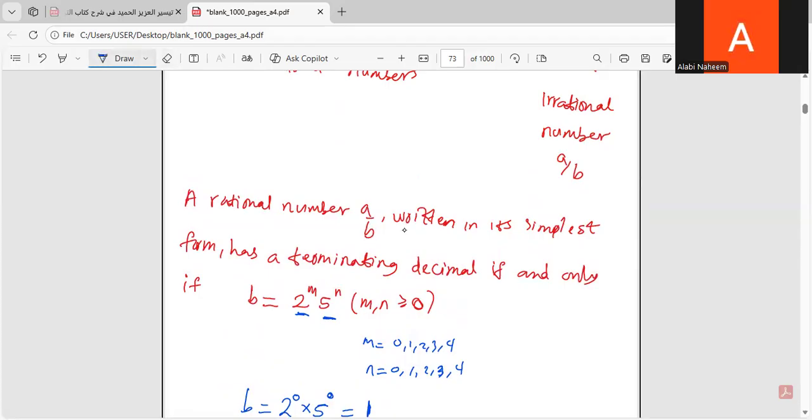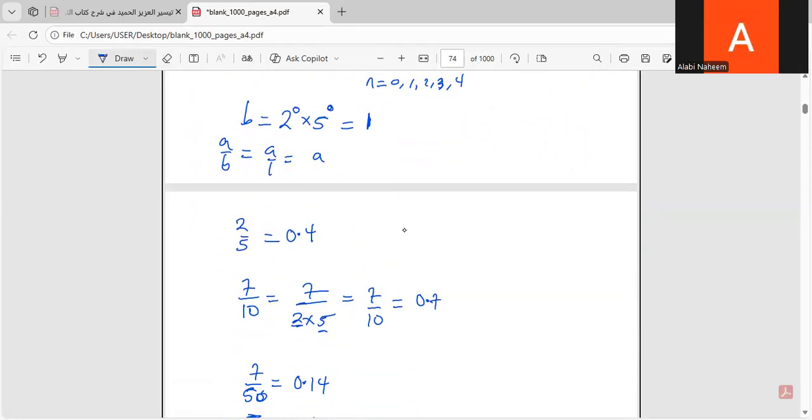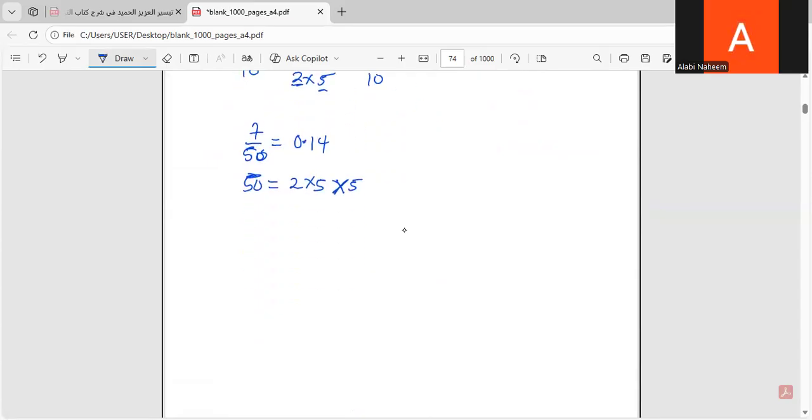Let's consider this fraction, the fraction 3 over 60, for example. Now, you see that 60. Let's express 60 in its prime factors. So we will most likely have something like 2 times 2 times 3 times 5.